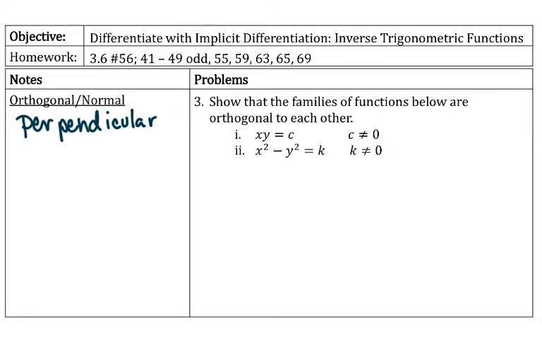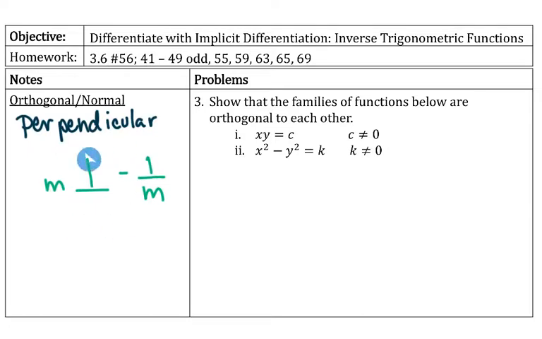If you remember, when we think about derivatives, we're talking about slopes. Perpendicular means that they have the negative reciprocal slope. So a slope m would be perpendicular or orthogonal or normal to a slope of negative 1 over m. So if we're looking at a question like number 3, it says show that the families, so this would be one family where c is a constant, or x squared minus y squared equals k, where k is a constant, show that they are orthogonal to each other.